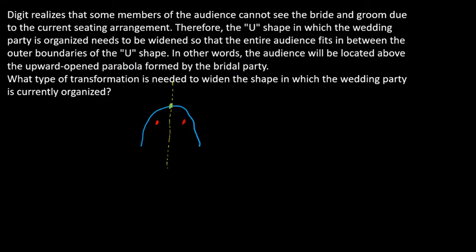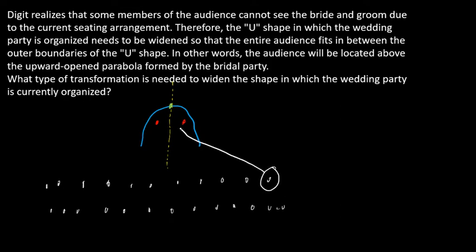So they're saying, let's draw our audience. Let's draw them in white. Let's say each of these dots represents an audience member. So if I have my audience way out here, each of these audience members is sitting in a chair. It's going to be really hard for this person on the end to see the bride and groom, right? Because of the bridesmaids and the groomsmen in the way. So what they're saying is we need to widen the U shape.